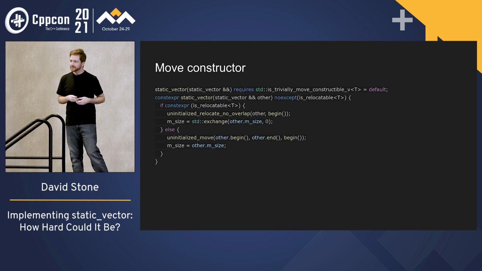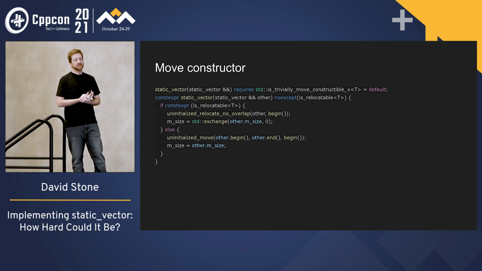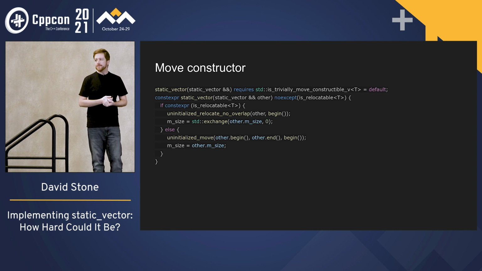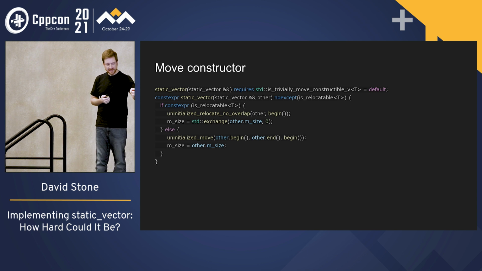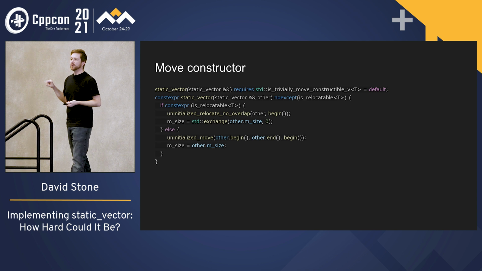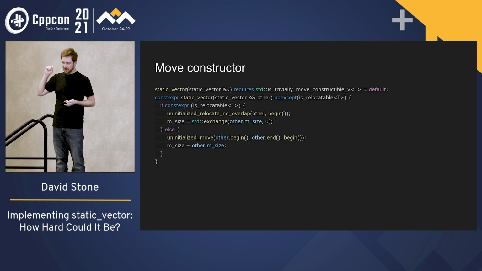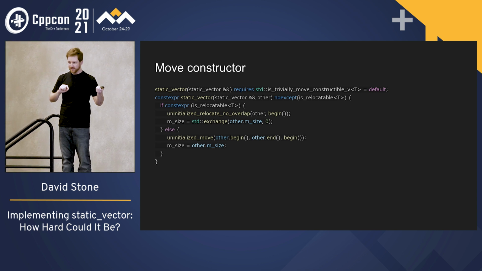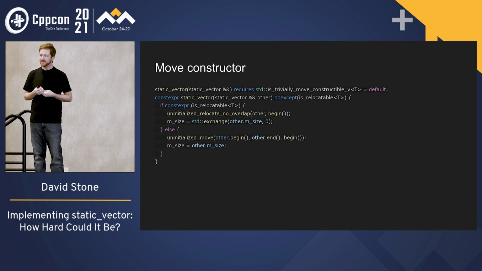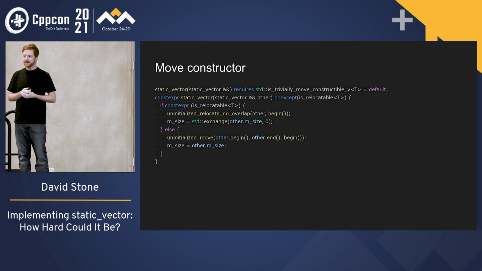Yes? Does trivially move constructible imply trivially destructible? No, it does not. Does that make it broken? No, because this makes this move constructor trivial. The destructor of static vector would look something similar, of saying if the type is trivially destructible, make it trivially destructible. Otherwise, member-wise destroy each element. Okay, so we destroy more copies.